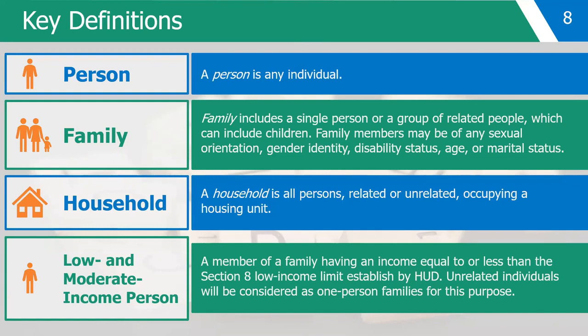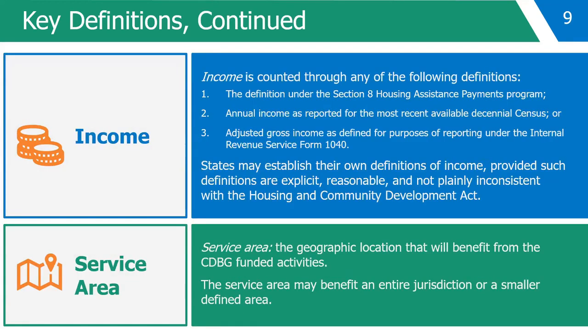Critical for this presentation, we also define low and moderate income persons. And that's anybody who is a member of a family having an income equal to or less than the Section 8 low income limit established by HUD. Unrelated individuals will be considered as one-person families. And a few more key definitions.